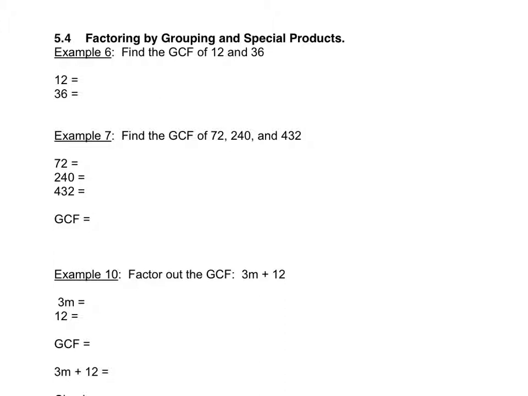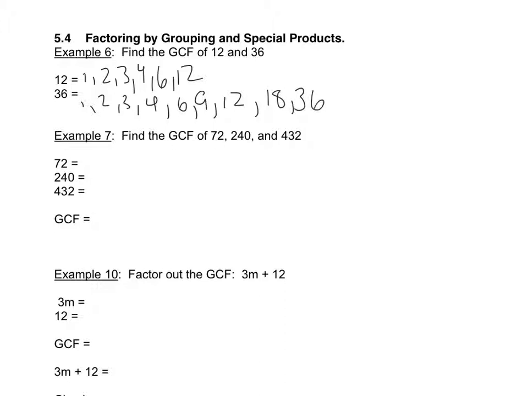So the factors of 12 are 1, 2, 3, 4, 6, and 12. The factors of 36: 1, 2, 3, 4, 6, 9, 12, 18, 36. What's the greatest common? 12. Okay, so hopefully it's not difficult to get the greatest common factor. You just find them all and list them.